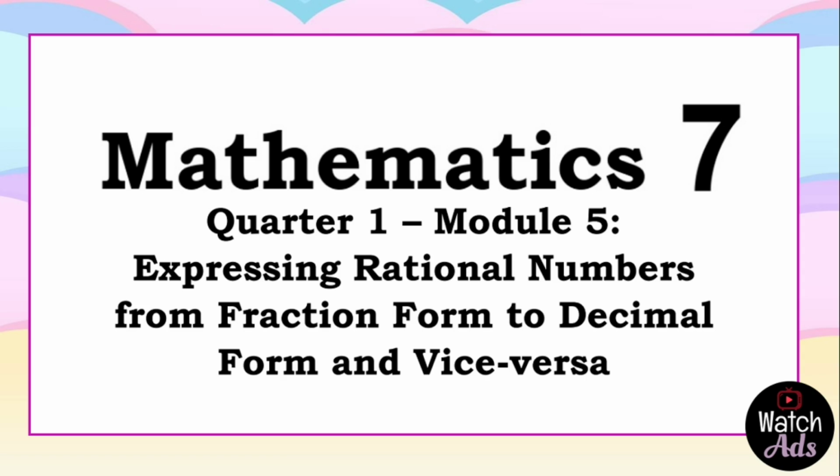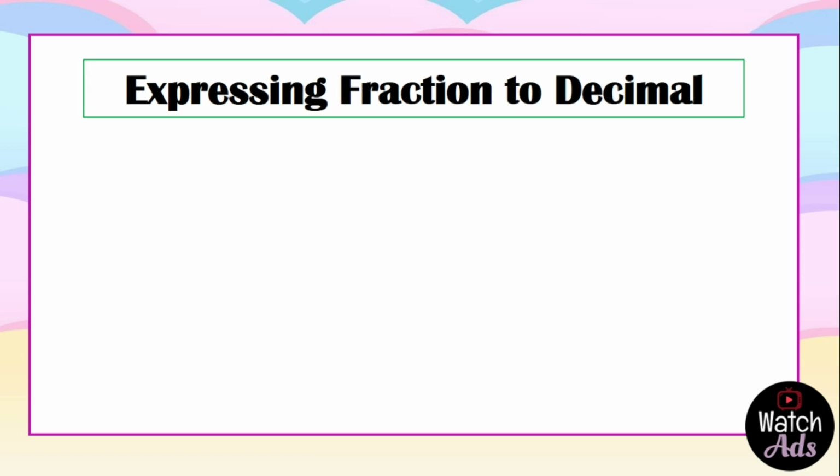Now for this lesson, we are going to talk about your fifth module in your first quarter in Math 7, that is about expressing rational numbers from fraction form to decimal form and vice versa. First, we will express fraction to decimal. To express fraction to decimal form, follow these steps.